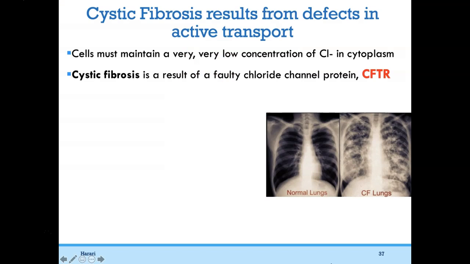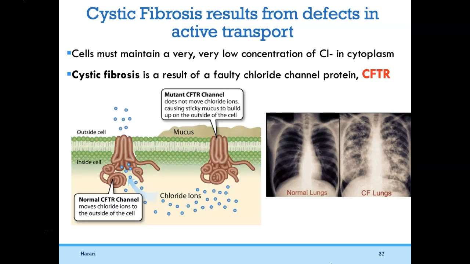So cystic fibrosis is a disease that results from a defect in active transport. Cells must maintain a very low concentration of chloride inside the cytoplasm. Cystic fibrosis is a result of a faulty chloride channel protein called CFTR. Normally there's this protein on the membrane called CFTR that moves chloride ions to the outside of the cell, actively transports them outside of the cell to make sure the inside does not have a lot of chloride.